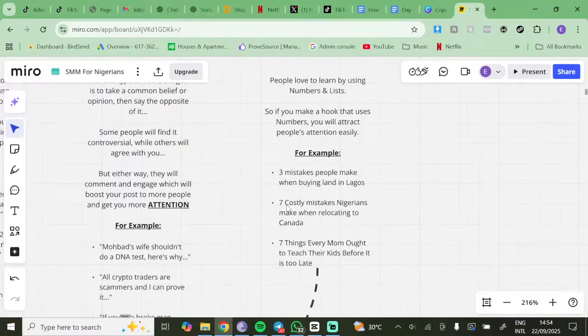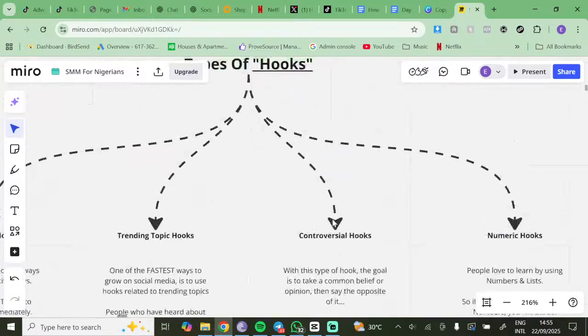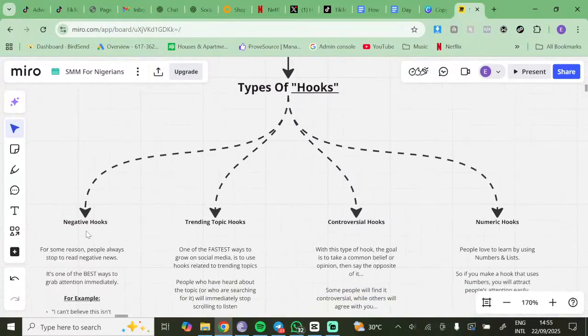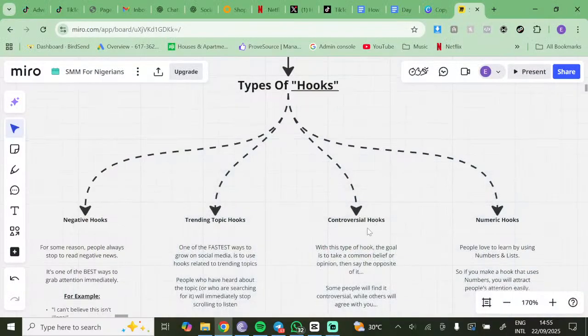Another hook for another product could be 7 costly mistakes Nigerians make when relocating to Canada. Another one could be 7 things every mom ought to teach their kids before it's too late. This would be a great one for someone who's selling a homeschooling course on Selar. So these are all the different types of hooks I like to use: negative hooks, trending topic hooks, controversial hooks, and numeric hooks.